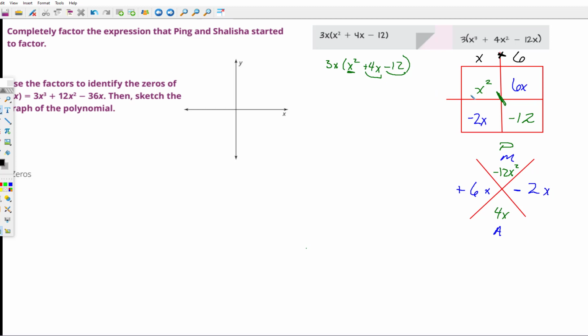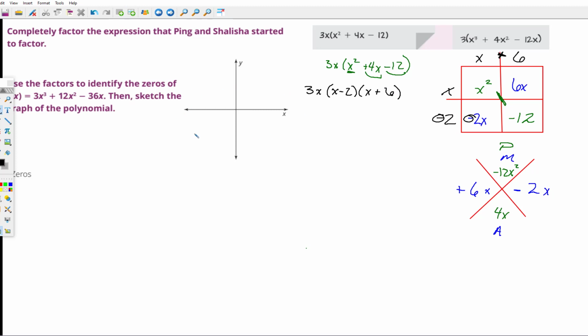First row, x squared and positive 6x. There's an x in both of them, and our lowest power is 1. Negative 2 and negative 12. And this, because the closest sign was negative, so that's where that negative came from. So our factors are these. It's not 3.